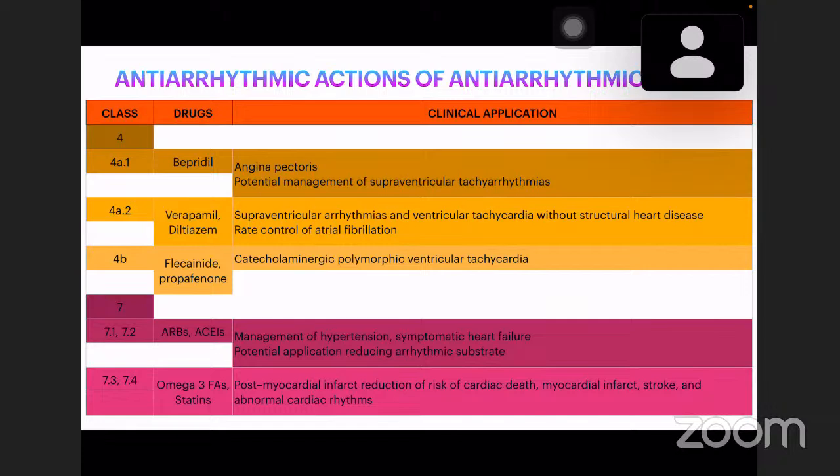Coming to class 5, ARBs and ACE inhibitors, as we know, in hypertension, symptomatic heart failure, potential application in reducing arrhythmic substrate. They remodel the cardiac tissue. So omega-3 fatty acids and statins also, post myocardial infarct, reduction in risk of cardiac death, myocardial infarct, stroke, and also abnormal cardiac rhythms. They are also used to control all this.